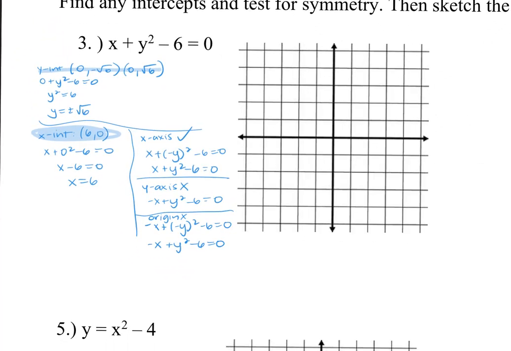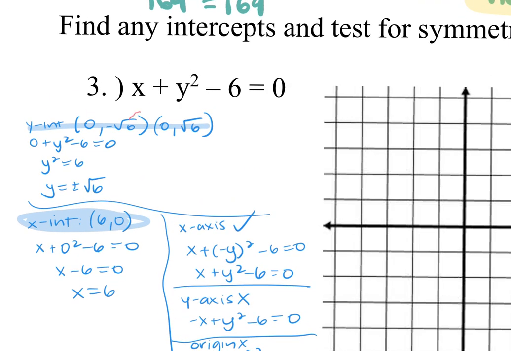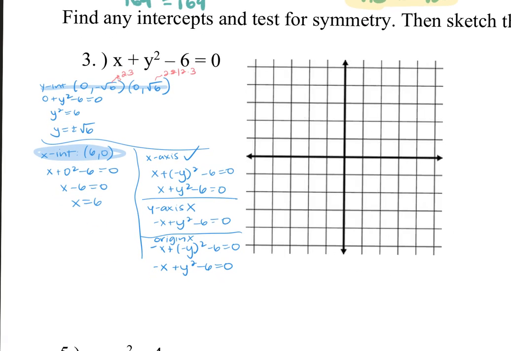Okay, so now let's put together what we've got to graph. Square root 6 is obviously not a whole number, so we're going to approximate it. It's a little bit bigger than square root 4. So we're going to say it's a little bit bigger than 2, maybe like 2.2 or 2.3, something like that. It's a total estimate, so it doesn't matter. So I go 0 and then down about 2.2, 2.3, and 0 up, 2.2, 2.3. And then my x-intercept is 6. 1, 2, 3, 4, 5, 6 here.